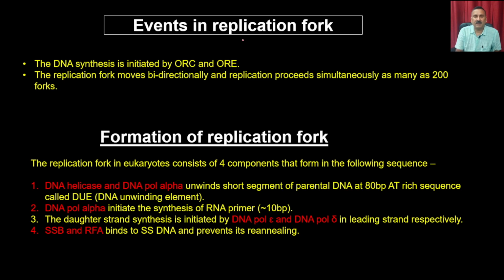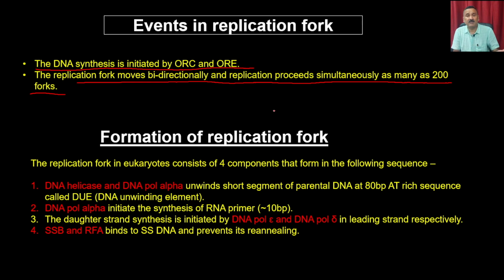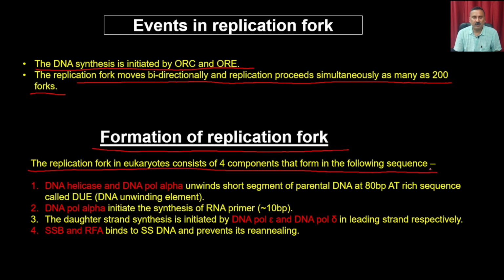Now, events at the replication fork: DNA synthesis is initiated by the ORC and ORE. The replication forks move bidirectionally, and replication proceeds simultaneously at as many as 200 forks, which means you have 200 origins of replication or replicons working together. Then comes the formation of the replication fork. The replication fork in eukaryotes consists of four components that form in the following sequence. Number 1, the DNA helicase and DNA pol alpha unwind a short segment of the parental DNA at the 80 base pair AT-rich sequences called the DUE, or DNA unwinding elements.